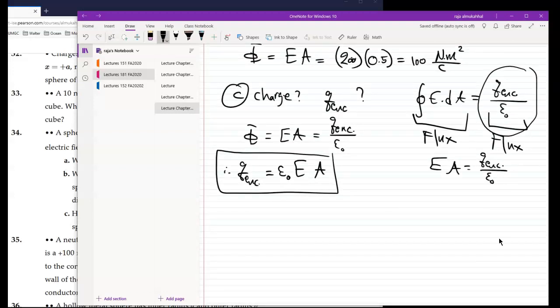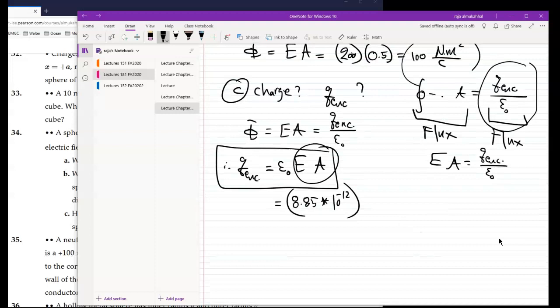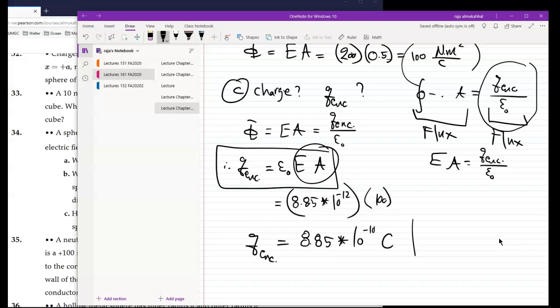Okay. So when you plug it in, just plug it in. So you have epsilon naught is 8.85 times 10 to the negative 12. And of course, I already got that right here. Right there, right? So now I go back and I will get my 100 here. And then when I calculate that, it's going to be 8.85 times 10 to the negative 10 coulomb. And there we go. That's how much charge is enclosed in there. Okay? Okay, good.